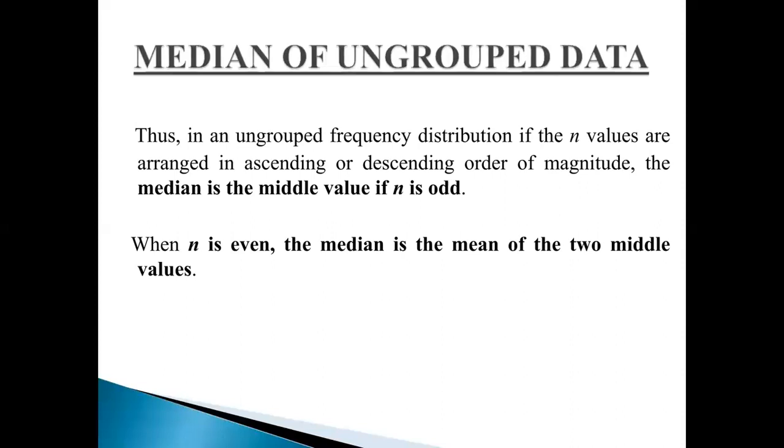So in case of an odd series, the middlemost number is the median. In case of an even series, you have to take the average of the middle two numbers in order to find the median.